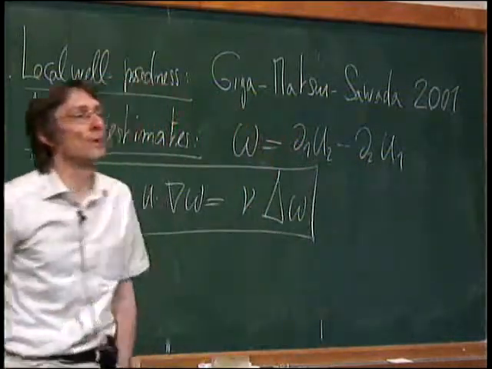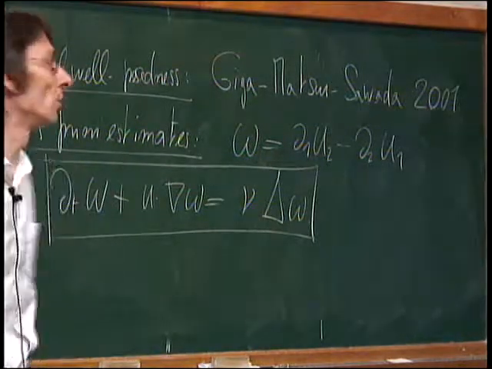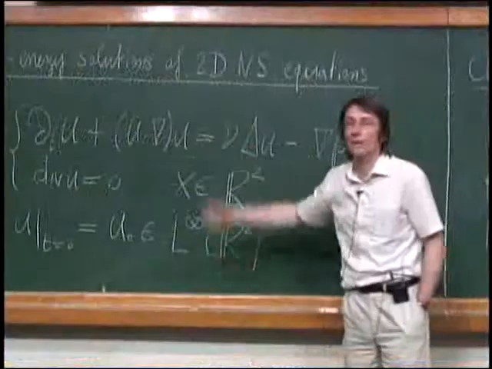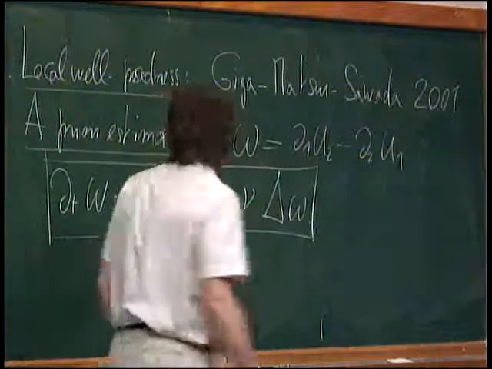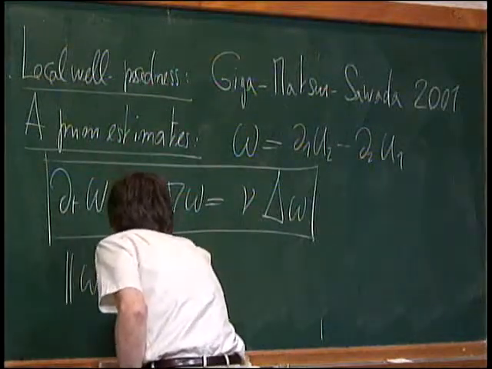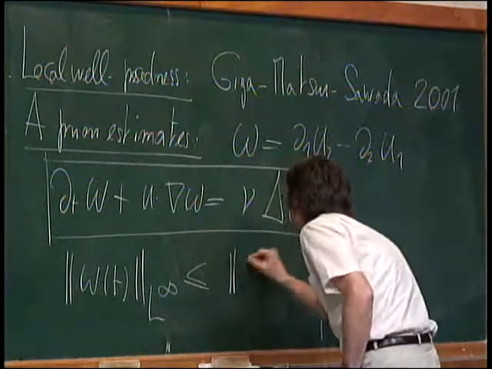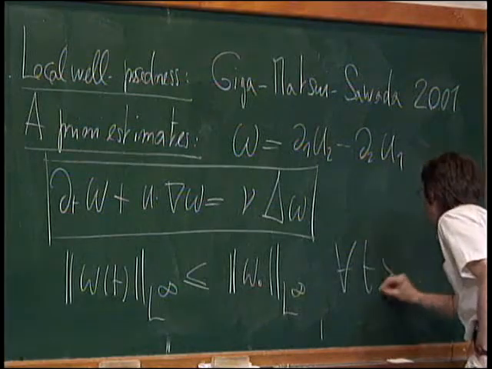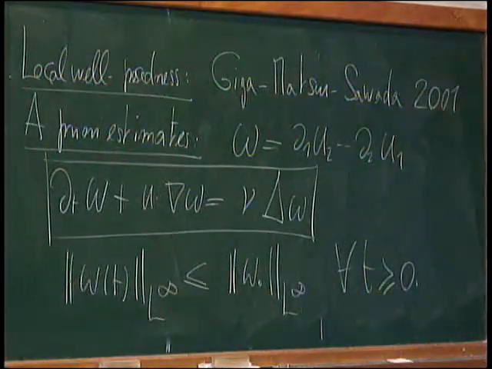Now I can assume without loss of generality that initially omega is also bounded, because if it is not, it will soon be due to parabolic regularization. So assume that omega is initially bounded. Then the norm of omega of t in L infinity is bounded by the norm of omega 0 in L infinity for all positive time, due to the maximum principle. So this gives you a lot of information on omega.